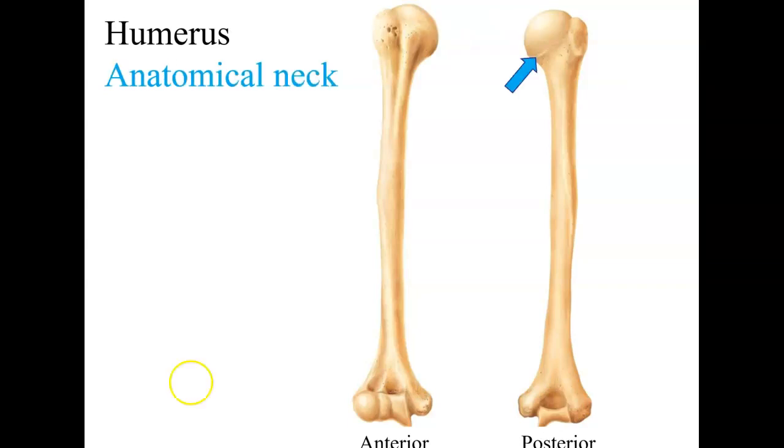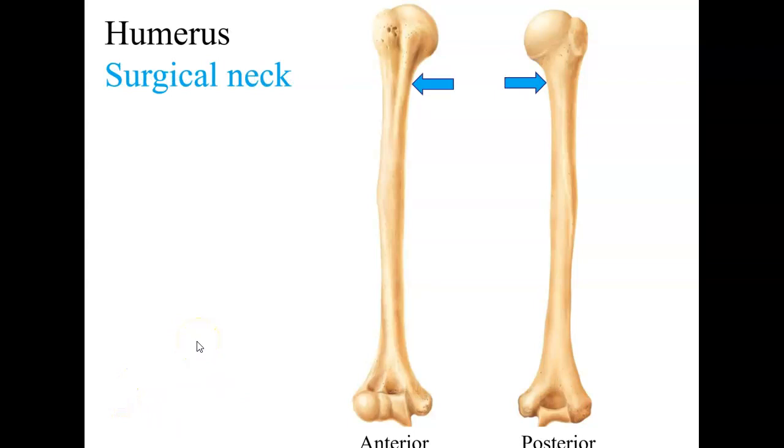Moving down from the head, we have the anatomical neck. The anatomical neck is this particular structure here that's attached to the head. So this is called the anatomical neck, and it extends over here as well in this anterior view.